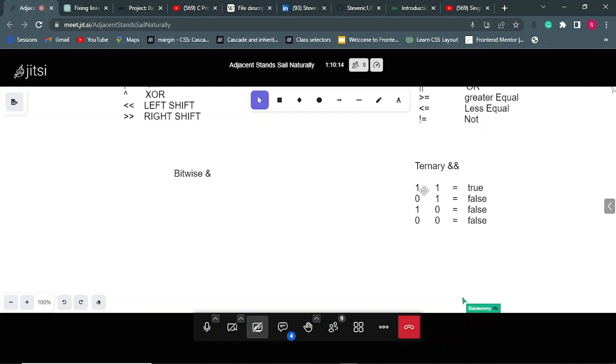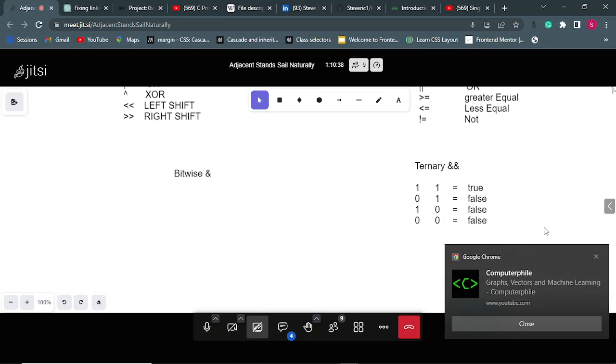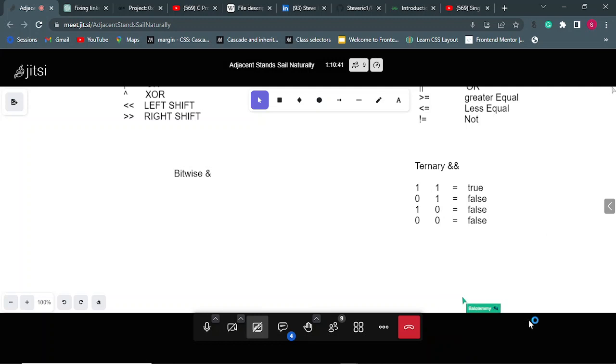Now, I said that 8 bits make 1 byte. Don't worry, we are going to see that in seconds. Now this one here, I said that whenever we are using the ternary operator it will always return bytes. That is why we are having our true here. 1 1 gives us true, 0 1 gives us false. Do you get that?